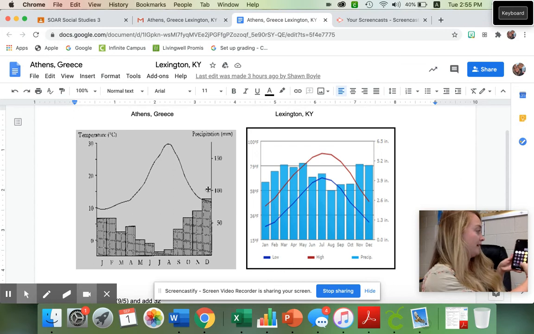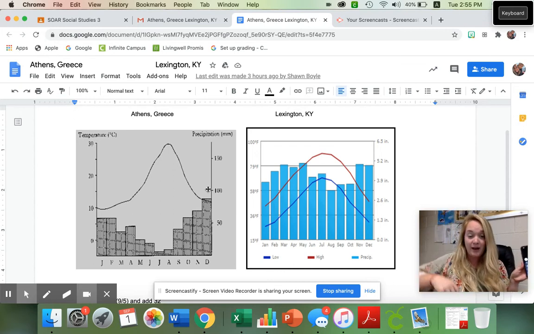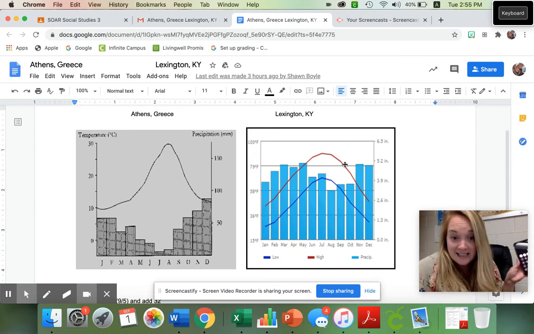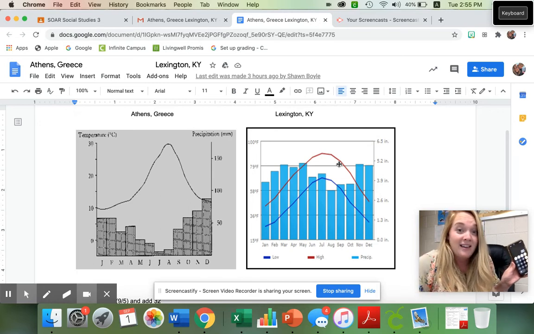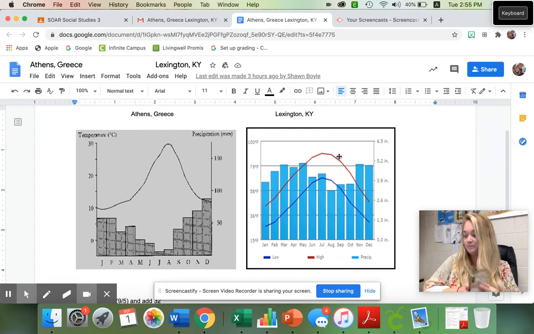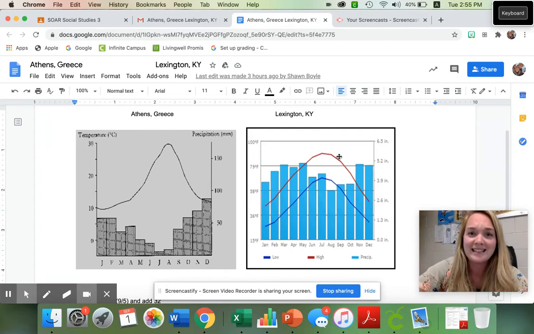Plus 32 equals 86. So if you look over here in Lexington, 79 is this line and 100 is up here, so this looks about 86. It's almost the same high temperature. Isn't that pretty cool? I think that's cool, because who had any idea that the climate in Lexington, Kentucky would be even comparable to the climate in Greece? Who knew? It's pretty cool.